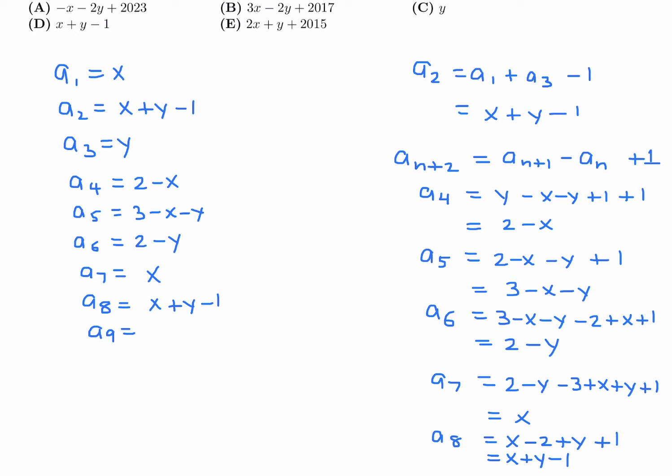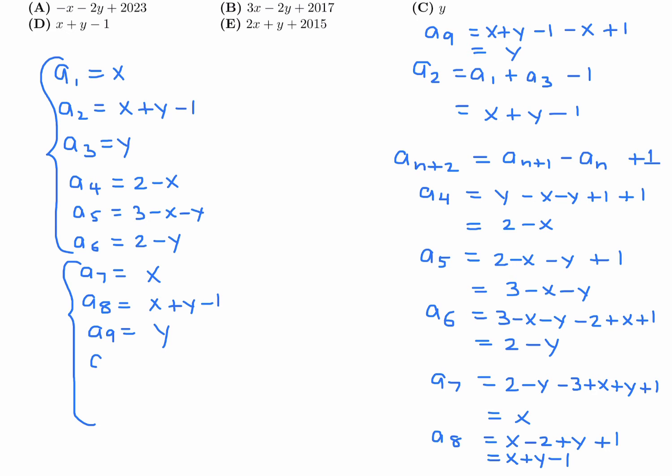Okay, great. And I'll just do one more, a9. Let's see what a9 is. I'll do it up here. a9 would be x plus y minus 1 minus x plus 1, and that gives me just y. Okay, so I got it. So there's a repeating pattern every 6, as you can see. And I'm pretty confident that a10 would be 2 minus x, and you can do it, of course. a11 would be 3 minus x minus y, and a12 would be 2 minus y, and so on. So every 6, it repeats.